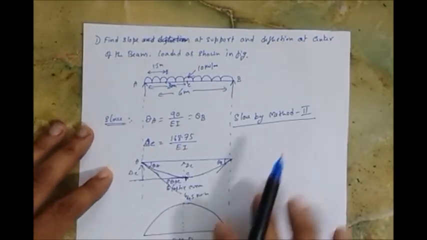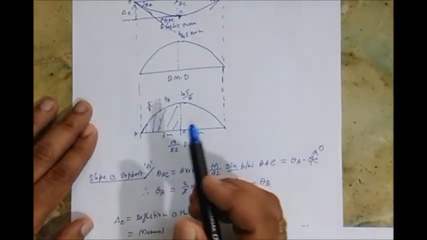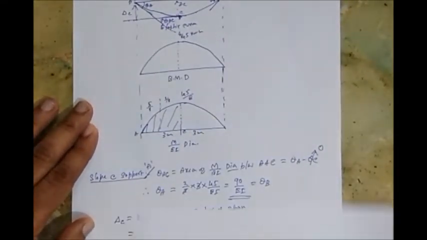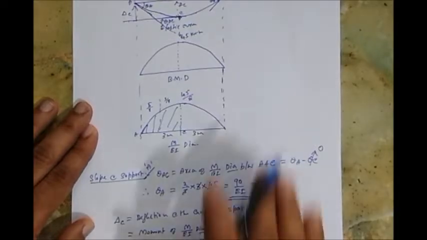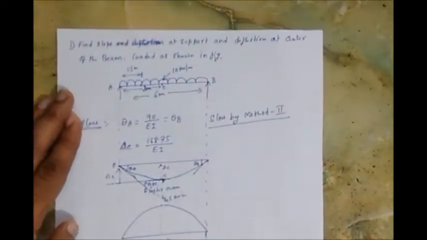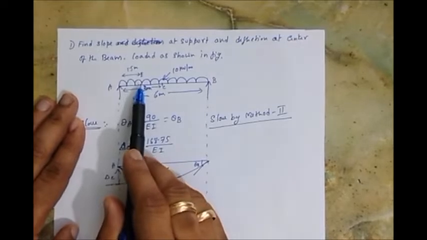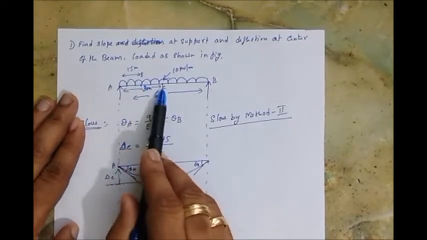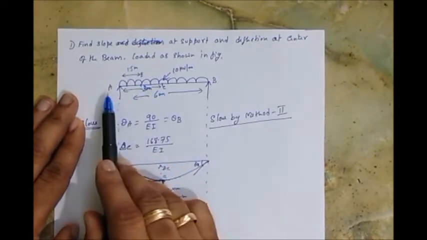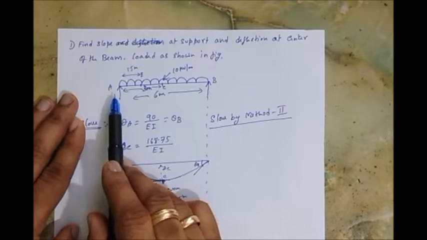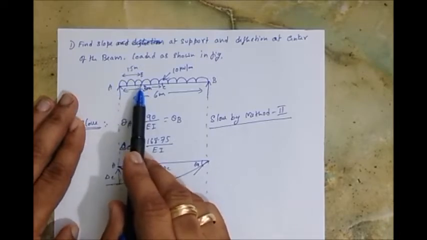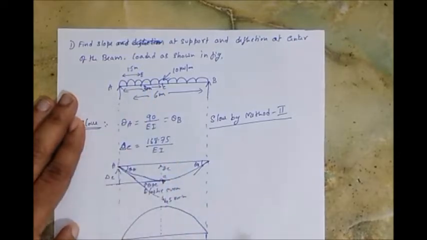Now if you're using the second method, in the moment area method we always need two reference points. So what are the two reference points we'll be taking? Obviously it's E and C, because you know that the tangent drawn from C is 0, so it will be easy for us to calculate. So we'll always consider E and C.